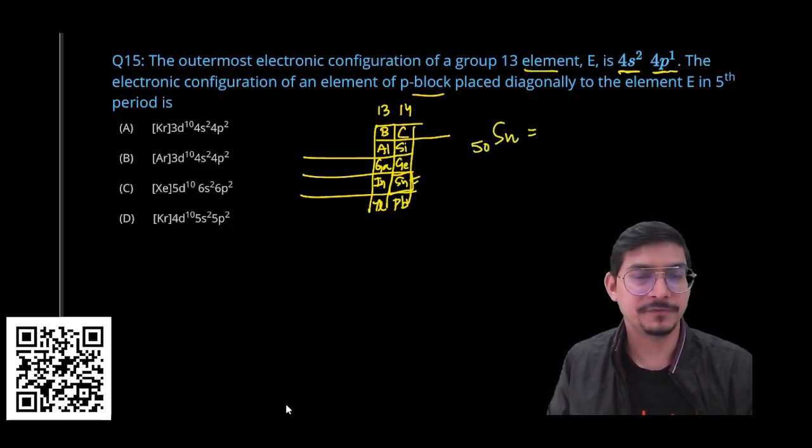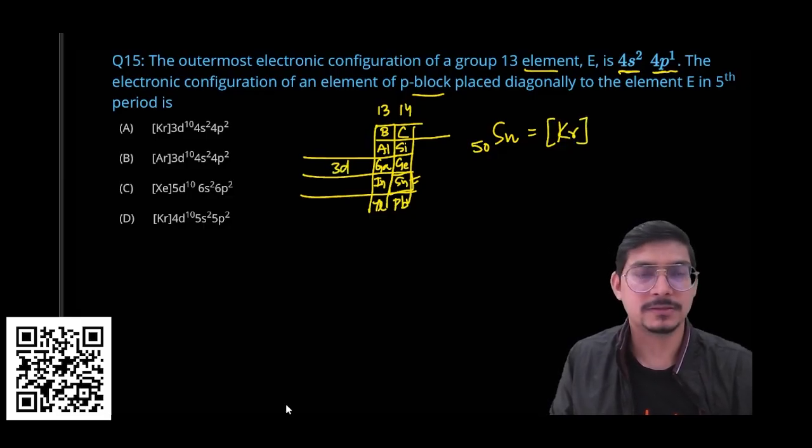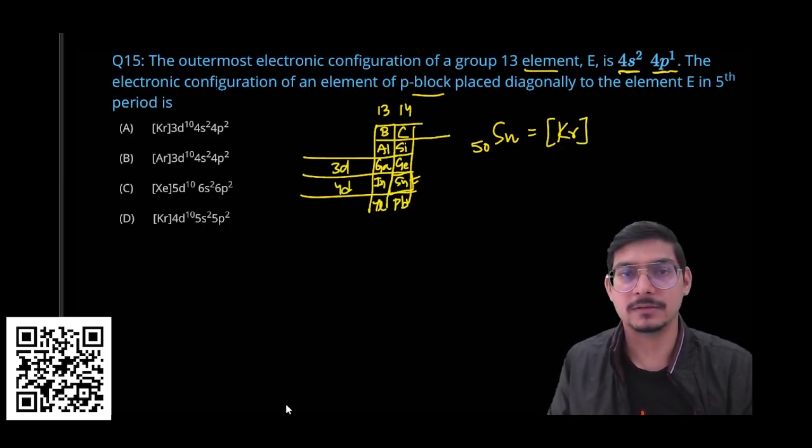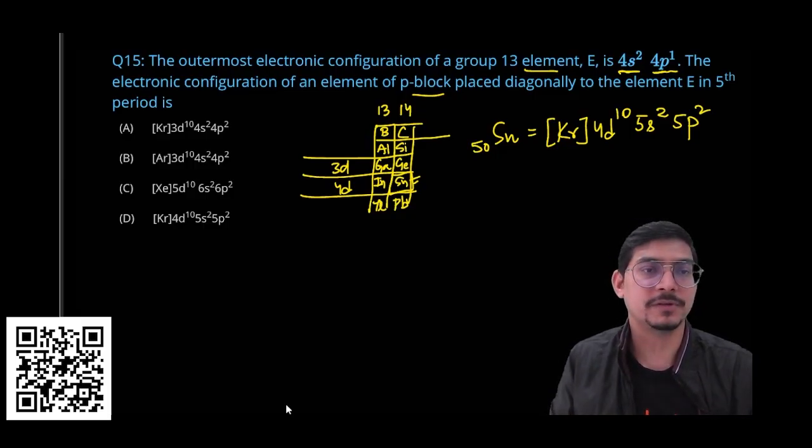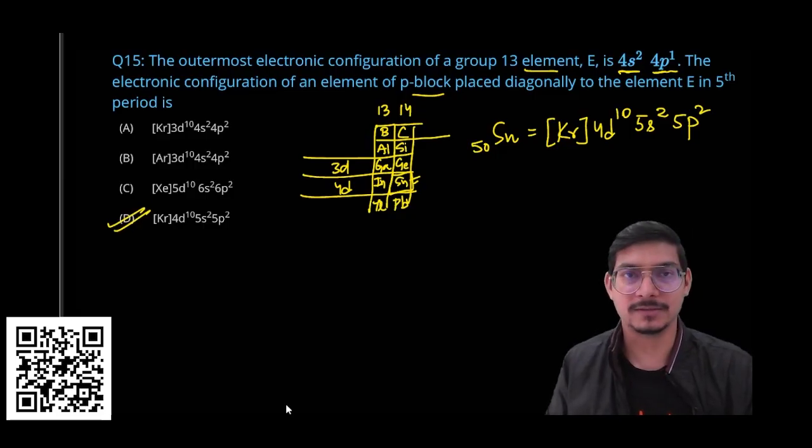Because it belongs to fifth period, the noble gas has to be of the fourth period, which is helium, neon, argon, and krypton. So basically we are looking for krypton here. This is 3d subshell and this is 4d subshell, and tin comes after 4d subshell is filled, which means that it should have a completely filled 4d subshell and it belongs to fifth period. And because it belongs to 14th group, so it should have 5s2, 5p2 configuration. So this is the element that is tin, atomic number 50, with the configuration of krypton 4d10, 5s2 and 5p2. So option D should be the correct answer to this question.